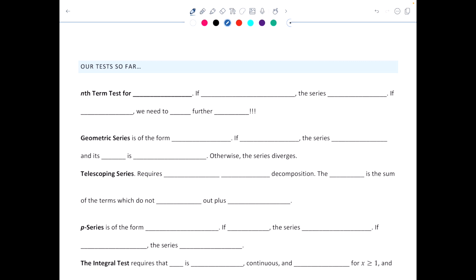The nth term test for divergence. If the limit as n approaches infinity of your sequence that's inside the series is not equal to 0, then the series diverges. If it does, you need to do some more work.